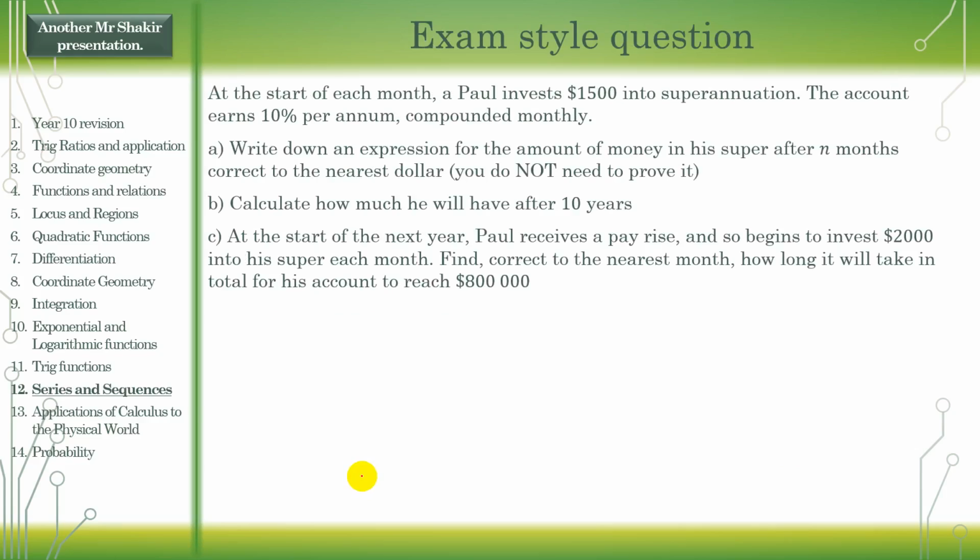Anyway, let's just do the next question. At the start of each month, Paul invests $1,500 into superannuation. The account earns 10% per annum compounded monthly. Compounding monthly, so I need to convert that into per month, and 10 years I'll have to convert that into months. I hope you get the idea by now, okay? So write down an expression for the amount of money in his super after n months corrected to the nearest dollar.